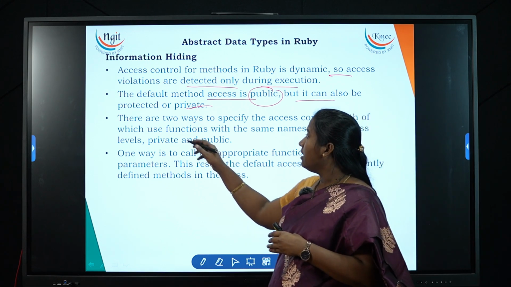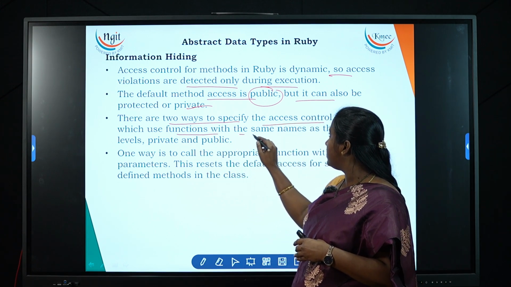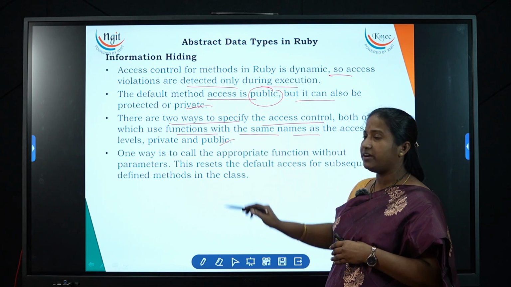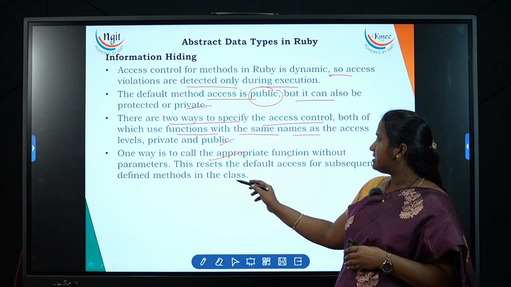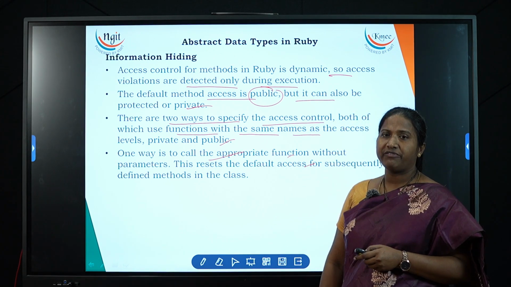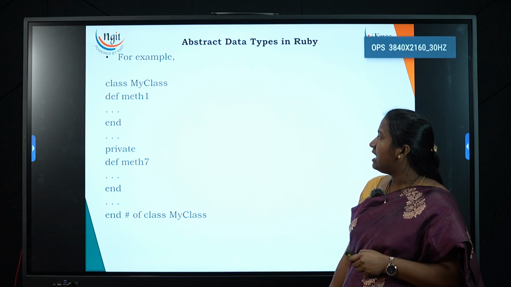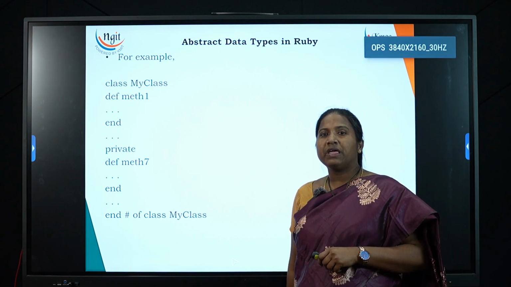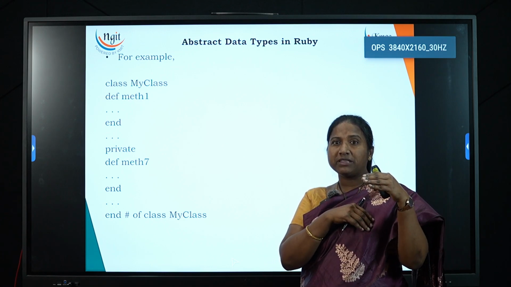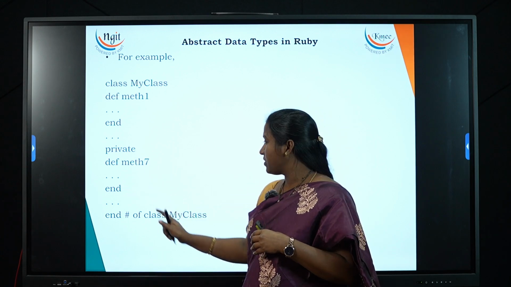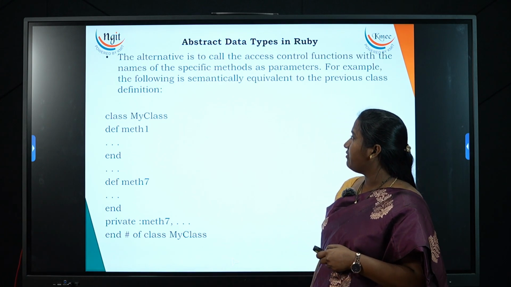There are two ways to specify access control, which use functions with the same names as the access levels, private and public. One way is to call the appropriate function without parameters. This resets the default access for subsequently defined methods. We'll see how this is created in a class. If I want to hide the data of a method, I keep that particular method private. This is how we provide information hiding in Ruby.